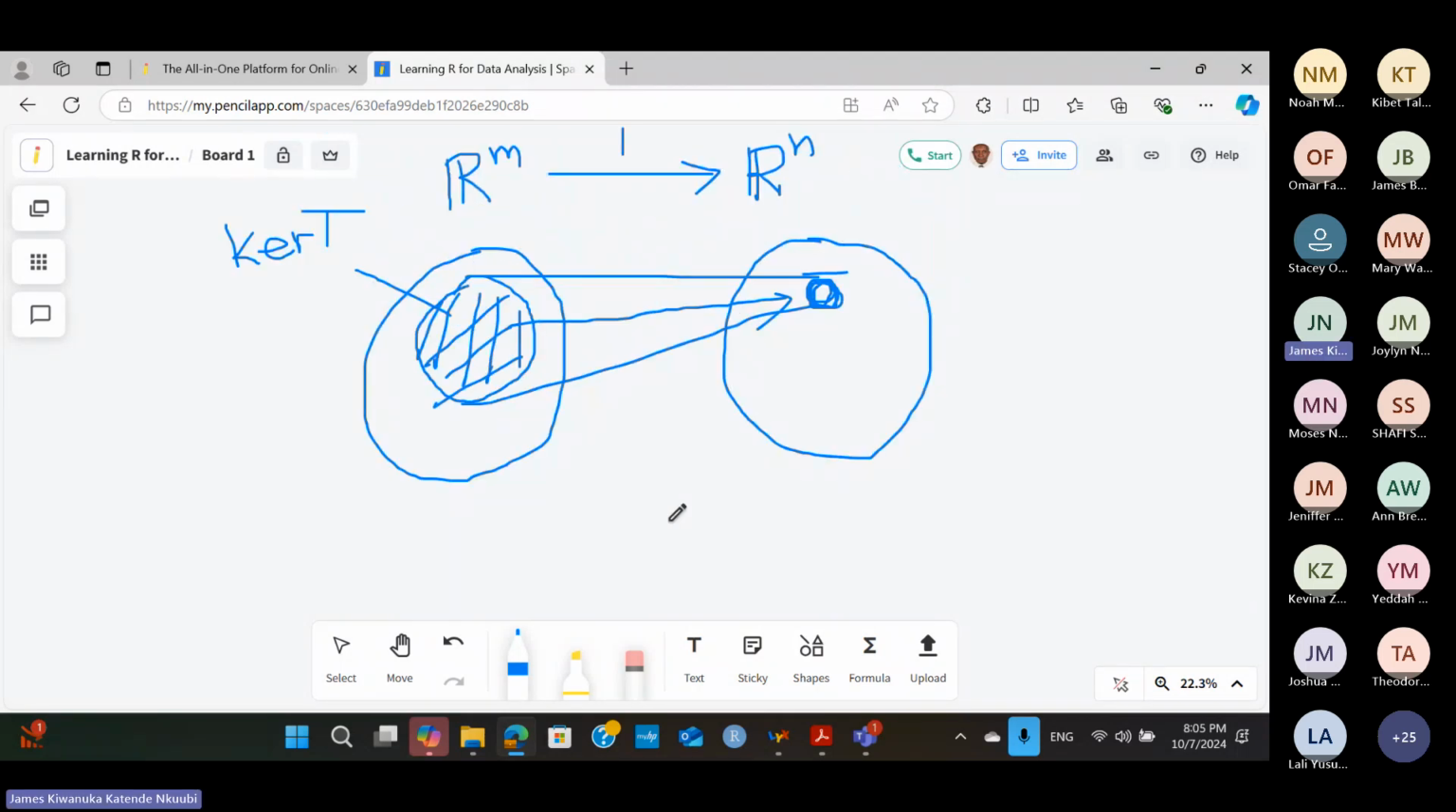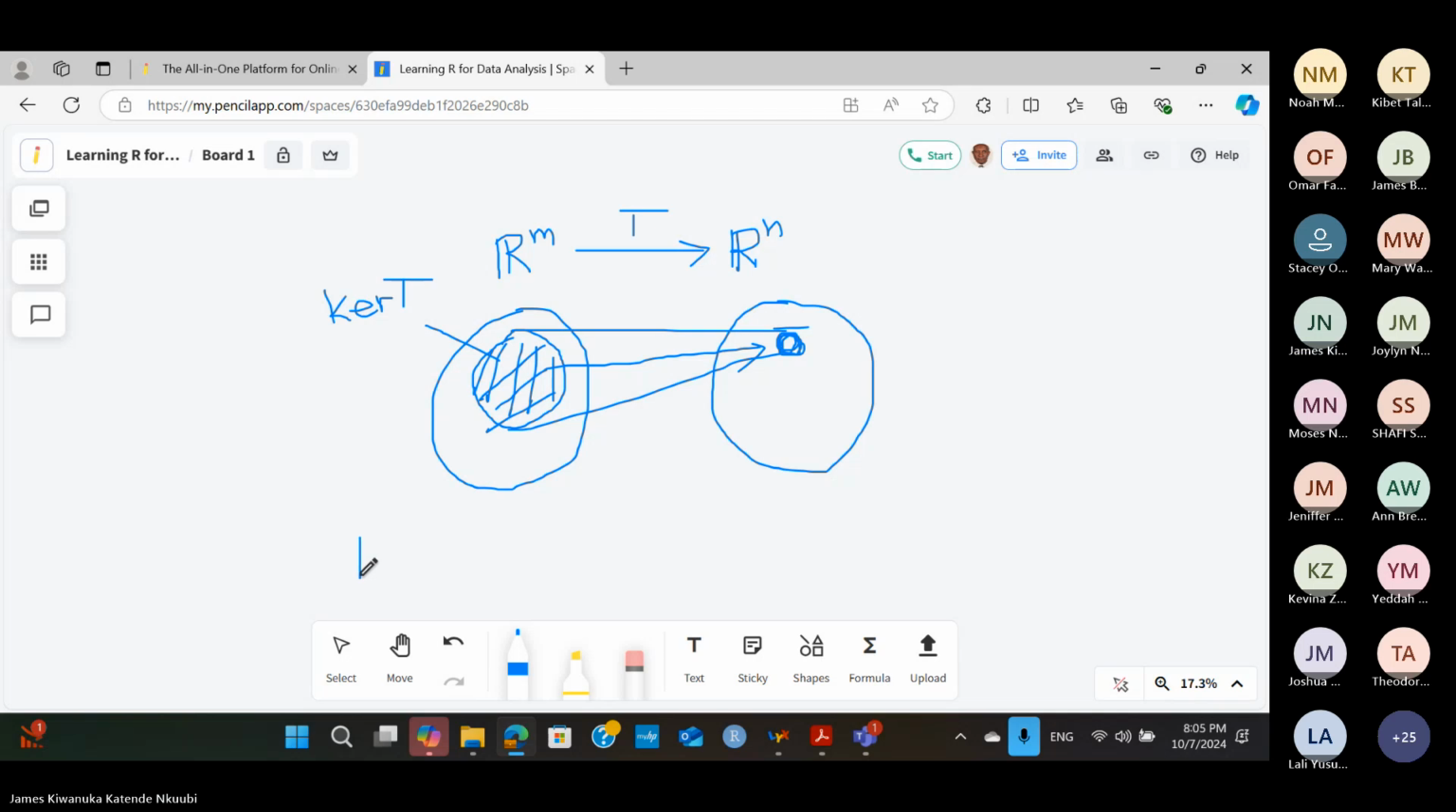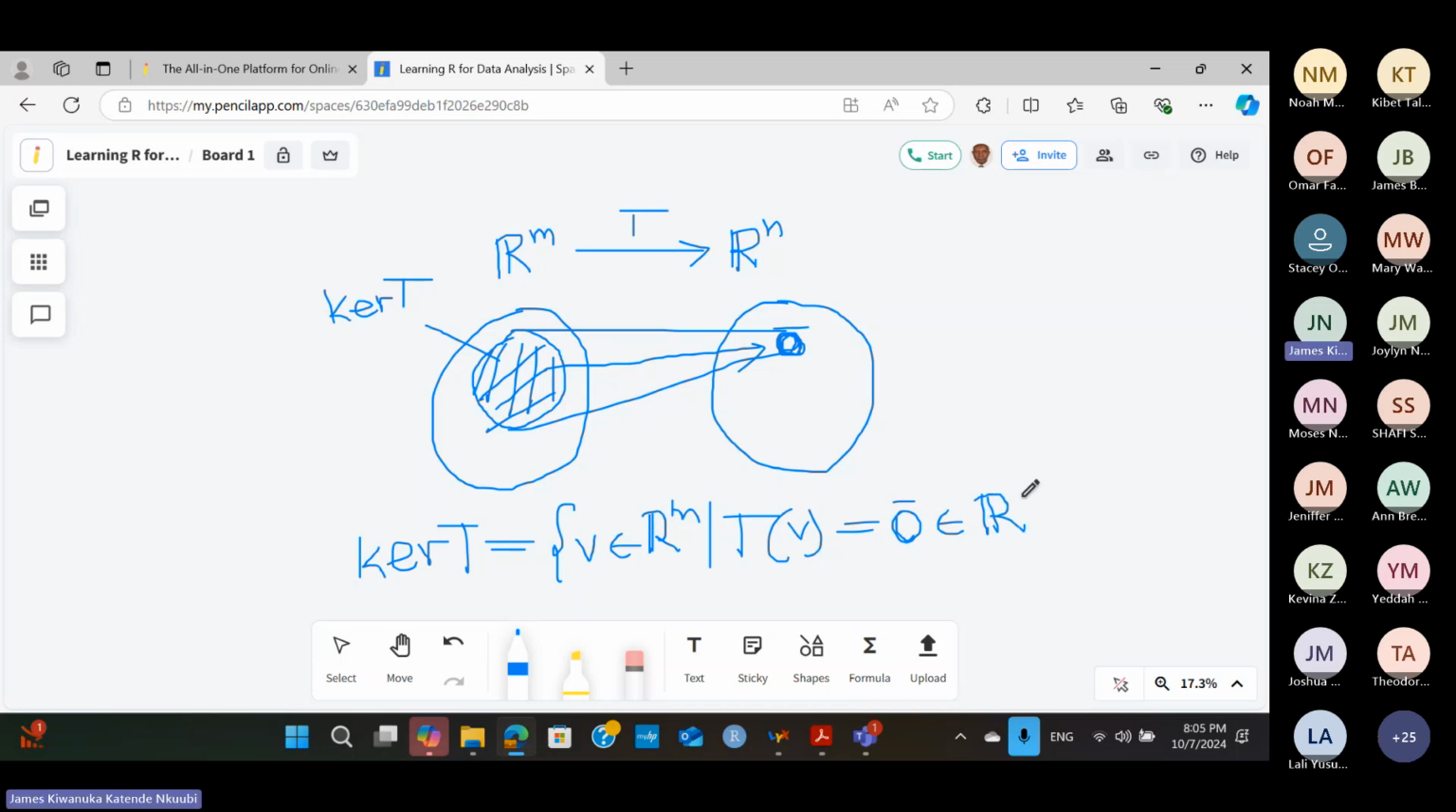So if you are to write it out in set notation, the kernel of the map T is simply the set of all vectors v in Rm such that the image of v is the 0 vector. Now this 0 vector is the 0 vector in Rn.